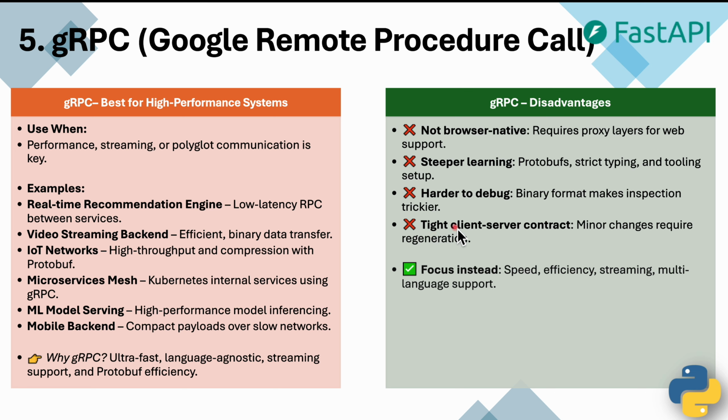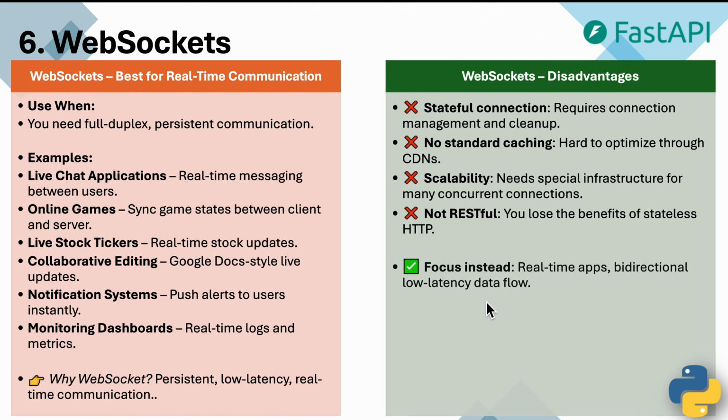Tight client-server contract: minor changes require regeneration. Focus instead, instead of on these disadvantages, if our focus is on speed, efficiency, streaming, and multi-language support, then gRPC is best. Let's go for the next API.